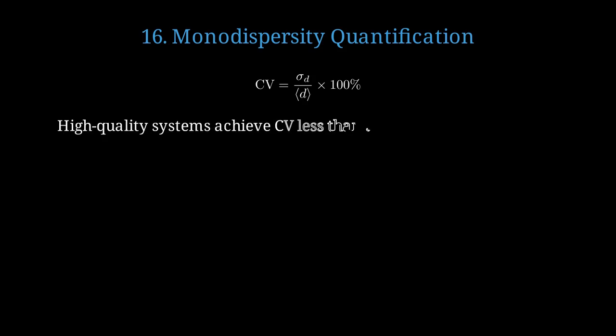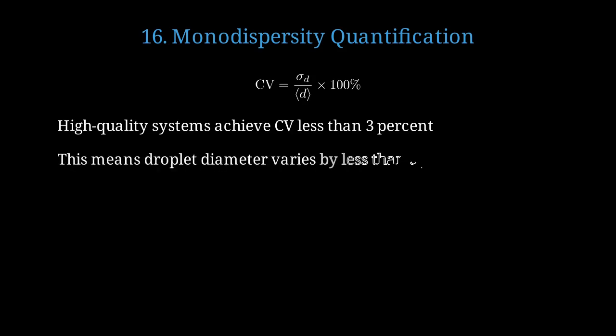Monodispersity is a measure of droplet size uniformity. The coefficient of variation CV equals the standard deviation divided by the mean diameter, times 100%. High-quality droplet microfluidic systems achieve a coefficient of variation less than 3%. This means all droplets have diameters within 3% of the average value. This narrow Gaussian distribution shows the exceptional uniformity of droplet sizes in a well-tuned system.